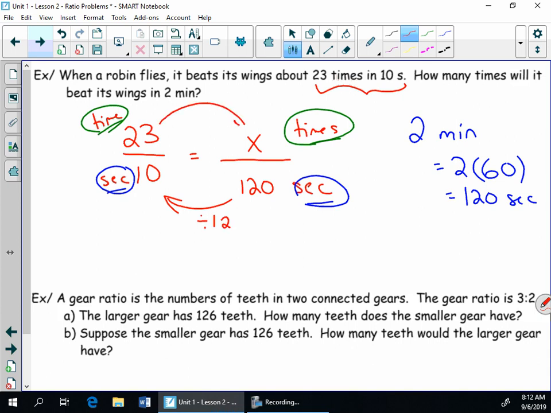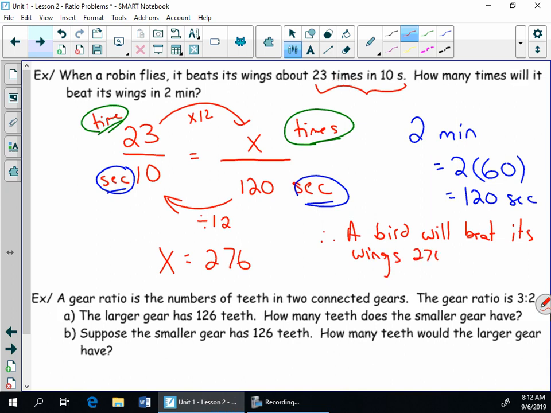23 into the other number, the bigger number, and I do the opposite arrows. That's a big one. 23 times 12, I need my calculator for that one. I get 276. And because this is a word problem, we're going to give a word answer. Bird will beat its wings 276 times in 2 minutes.